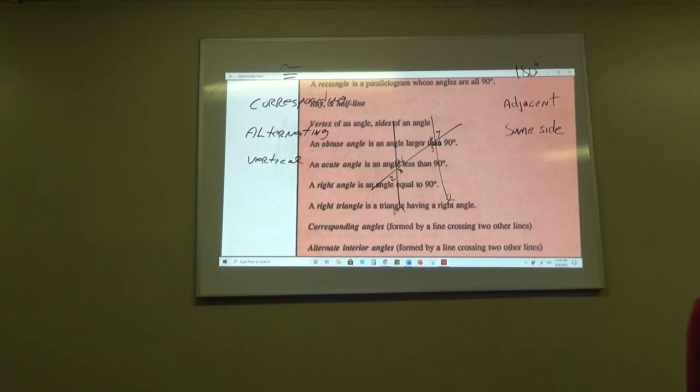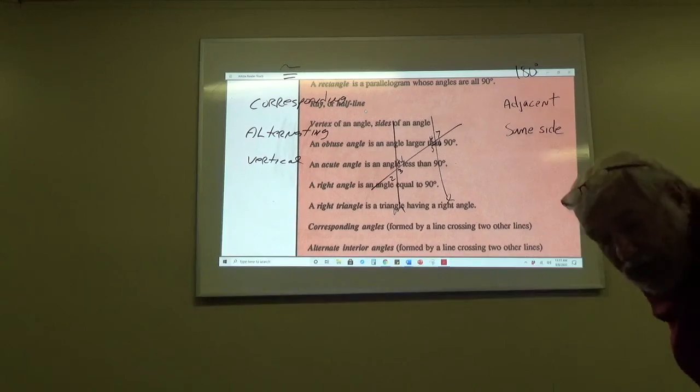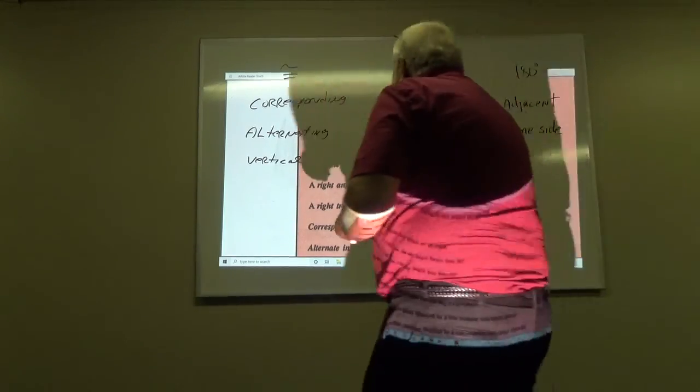Okay, what's an obtuse angle? Bigger than 90 but less than 180. An acute angle is smaller than 90. A right angle is 90 degrees. Now one that's not in here: what is a straight angle? It's just a line, equals 180. It's flat. And then everything above that is called an oblique angle.